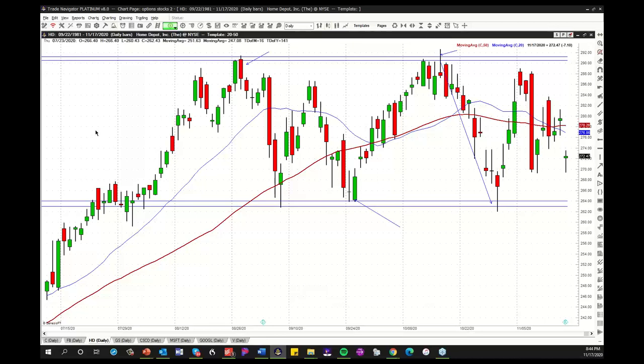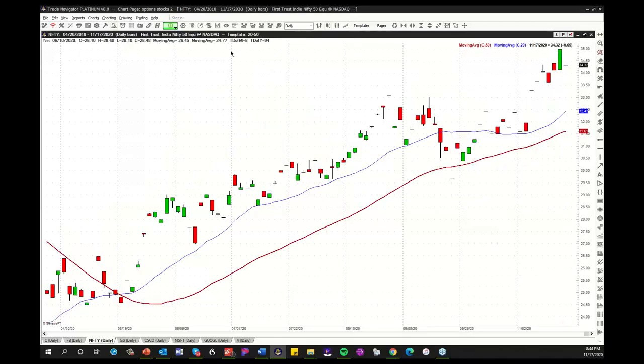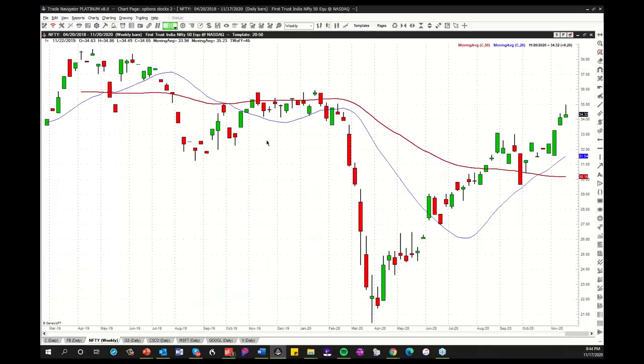Okay, let's look at the Nifty. Because this is an overseas market, obviously we have lots of gaps, which don't mean that much. So let's look at a weekly.